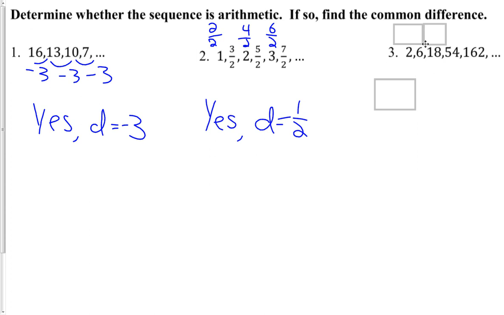Over here we've got 2, 6, 18, 54. If I go 2, 6, and then 18, 54, clearly those jumps aren't the same. I would say no right away. First we've got a plus 4, then we've got a plus 12. Those don't match, and this is going to be a times 3, which is not a common difference. So we're just going to say no.